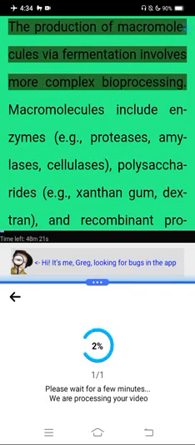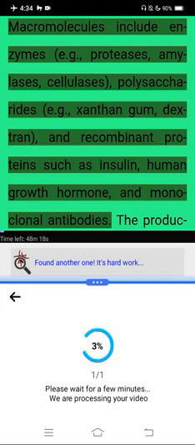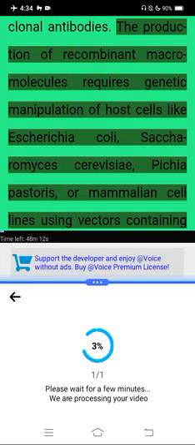The production of macromolecules via fermentation involves more complex bioprocessing. Macromolecules include enzymes, e.g., proteases, amylases, cellulases, polysaccharides, e.g., xanthan gum, dextran, and recombinant proteins such as insulin, human growth hormone, and monoclonal antibodies. The production of recombinant macromolecules requires genetic manipulation of host cells like Escherichia coli, Saccharomyces cerevisiae, Pichia pastoris, or mammalian cell lines using vectors containing appropriate promoters, regulatory sequences, and selection markers.